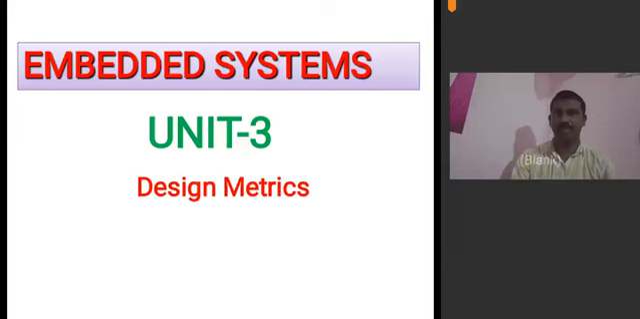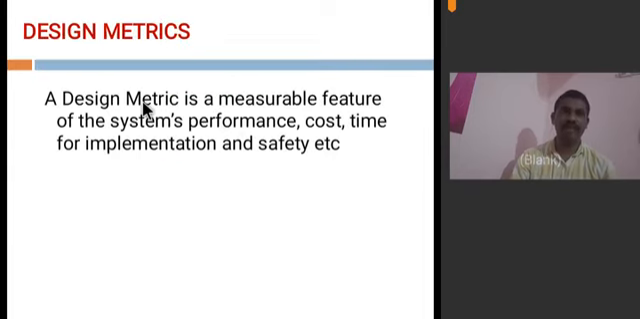This is Mahesh Reddy. In this class, I am going to deal with design metrics. First of all, what is a design metric? A design metric is a measurable feature of a system's performance, cost, time for implementation, and safety, etc.